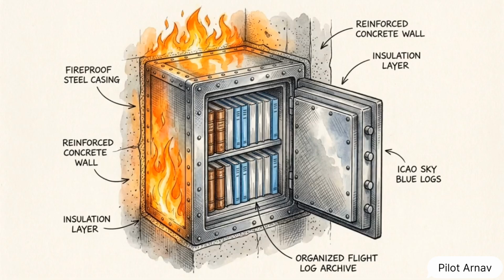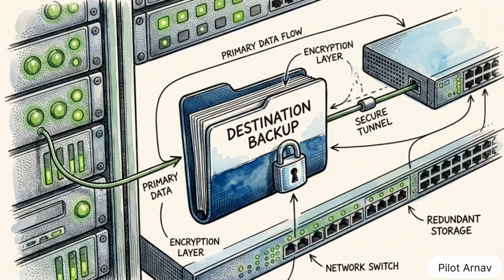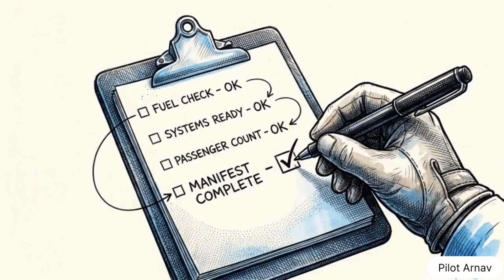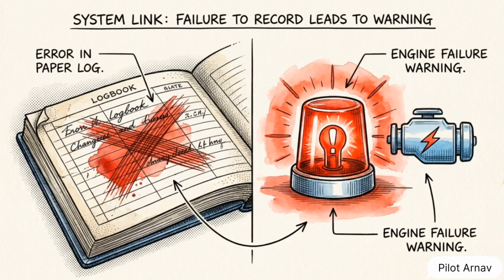This information must also be retained on the ground in fireproof containers until a duplicate record has been secured at the destination. These documents serve as the final administrative check. An error in the logs carries the same operational weight as a mechanical discrepancy.